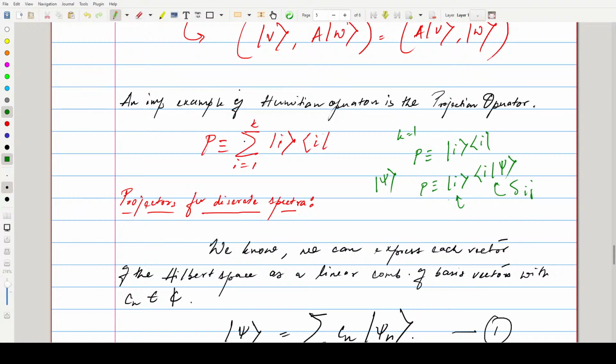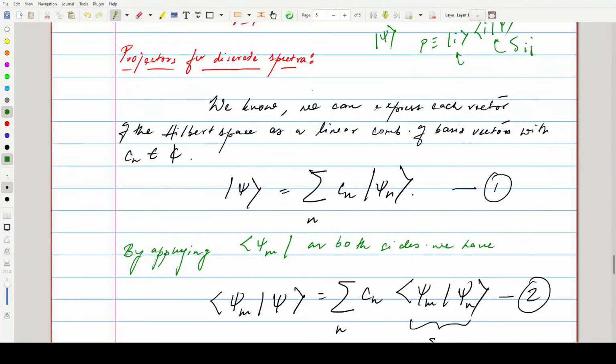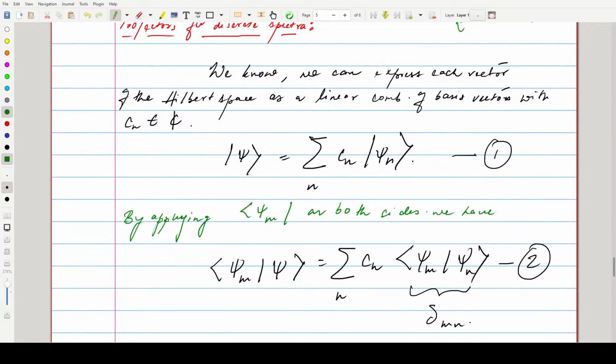Okay, so how do we go about this? We already know that we can express each vector of the Hilbert space as a linear combination of the basis vectors, where Cn belongs to C, where C is complex, and let this be any quantum state, and we essentially have a linear combination as so.